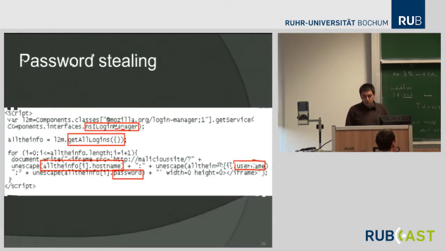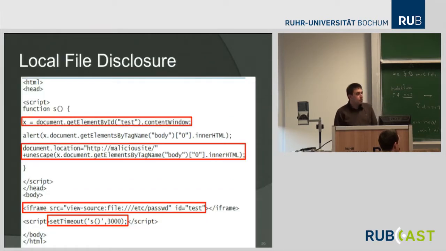Local file disclosure: you can just point an iframe to whatever file you want to see, and then you set a timeout, and then with JavaScript, you read the content of the iframe. And this is possible because you are in the Chrome zone. Because you are in the trusted, privileged zone, you can do that, because you are acting as an extension does.